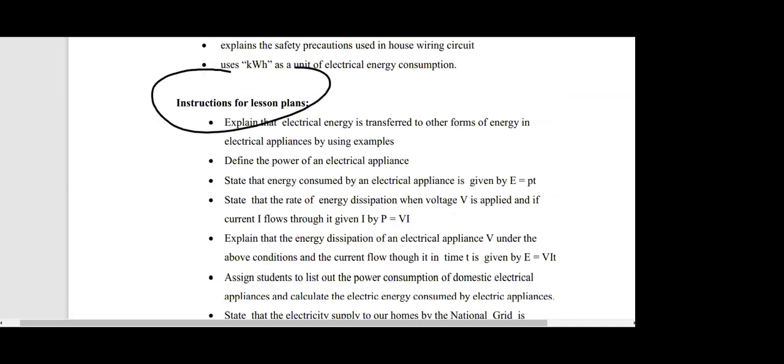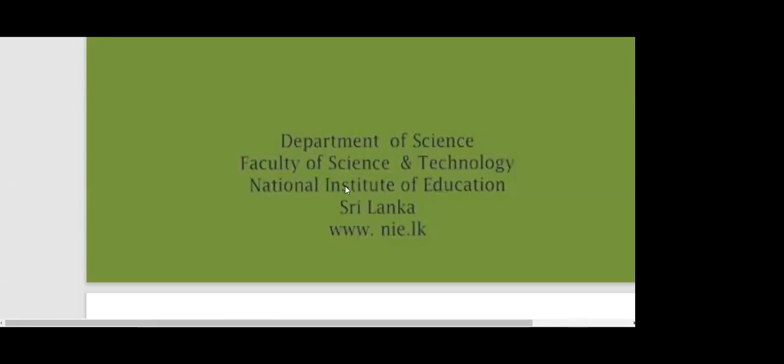So you can download this from the National Institute of Education website, ni.lk. You don't need to buy these days. You can't buy these things from the bookshops, but you can go to the Maharagama NIE. It's not expensive at all, maybe 200 or 300 rupees. But if you go to this website, Department of Science and Agriculture, National Institute of Education Sri Lanka, www.ni.lk, you can download English medium, Tamil medium, Sinhala medium, any teacher's guide.